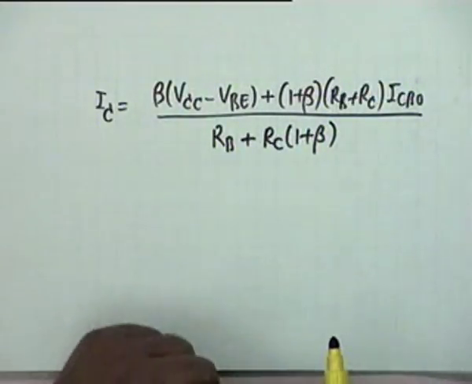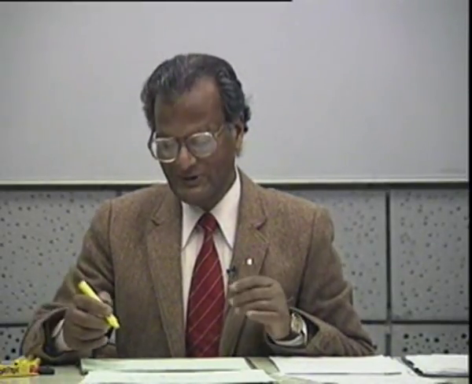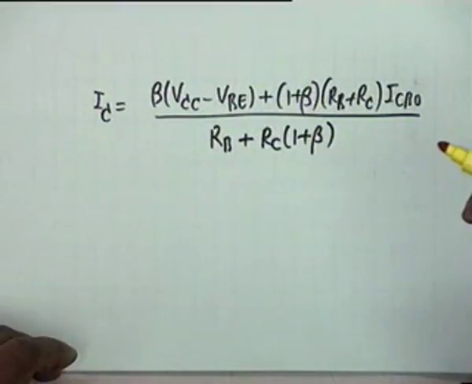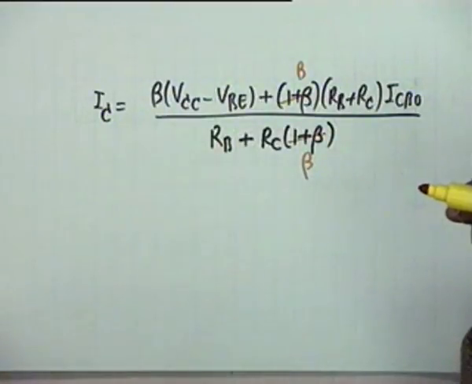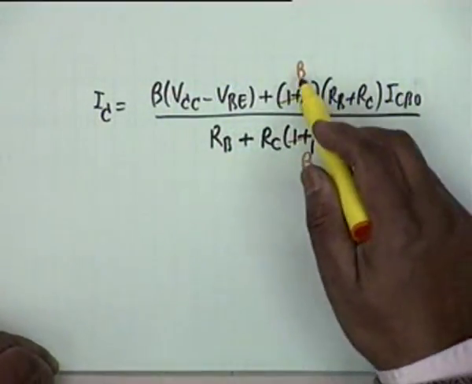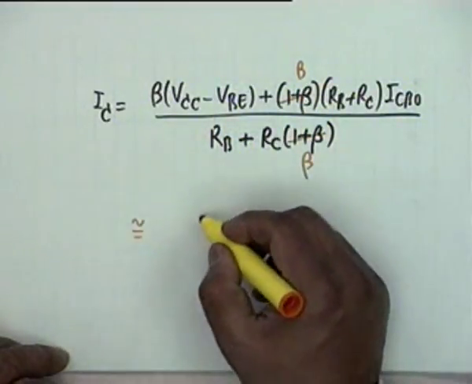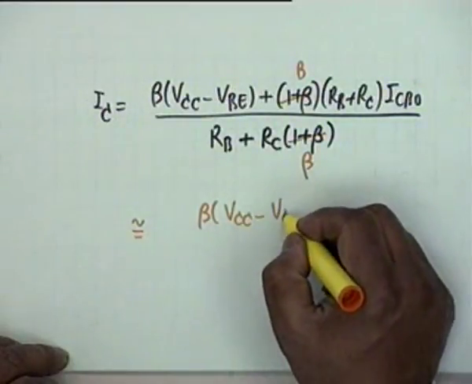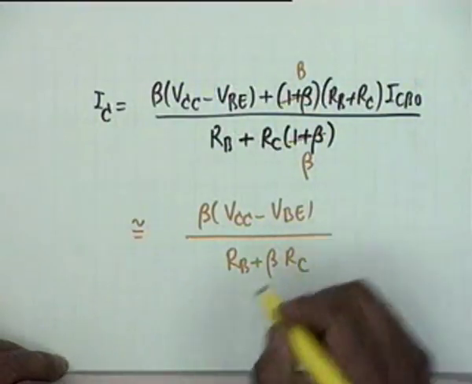The rest of the exercise is very similar to what we did for the other case. Since we are concerned only with variations of beta, the first thing we will do is replace beta plus 1 by beta. And next we will play a trick, we will ignore this term as compared to these two. So my I sub C would be beta VCC minus VBE divided by RB plus beta RC.